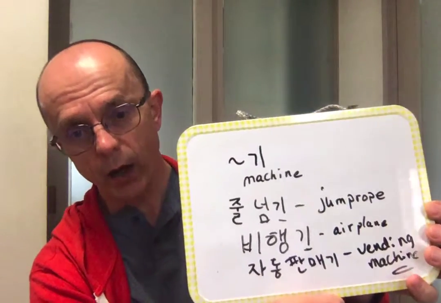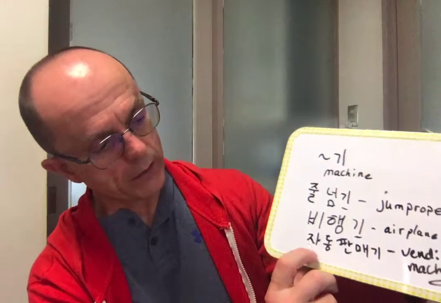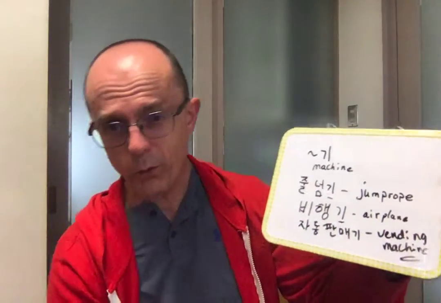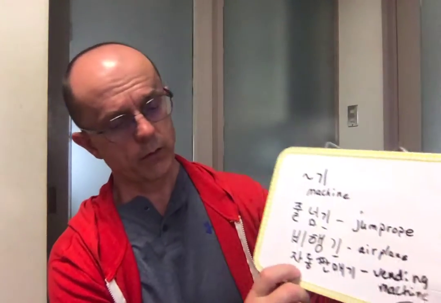Bihengi is airplane, and jarong panmegi is vending machine. It's a really long word. But if we think of it this way, that I'm learning two or three things that I can use in some other situations as well, there's lots of vocabulary packed into jarong panmegi. Vending machine seems like not so much, but jarong maybe you've heard before. Jarong cha.